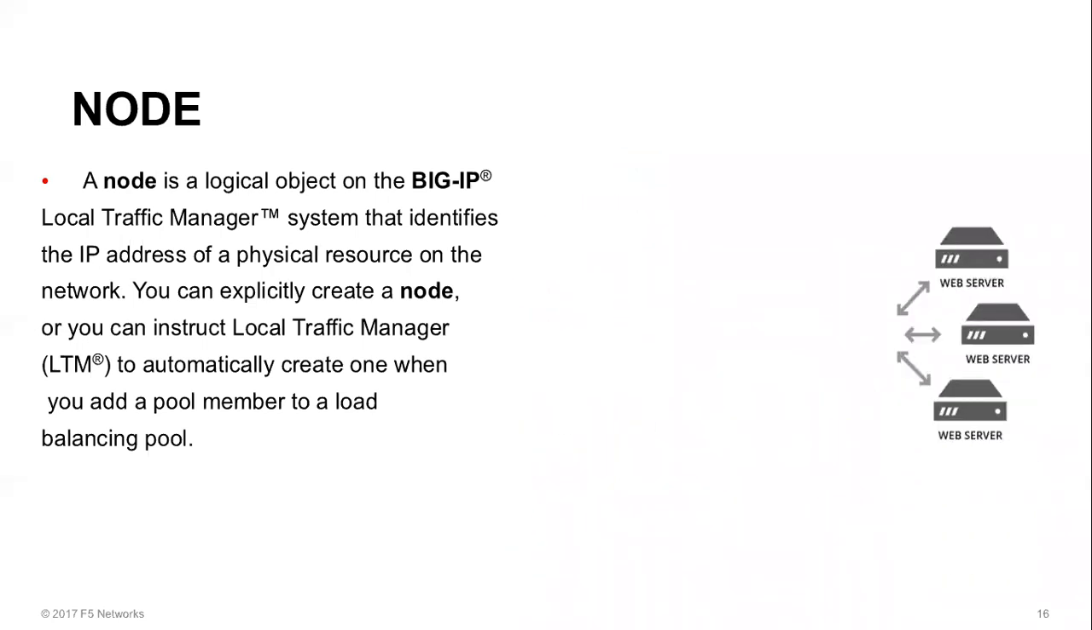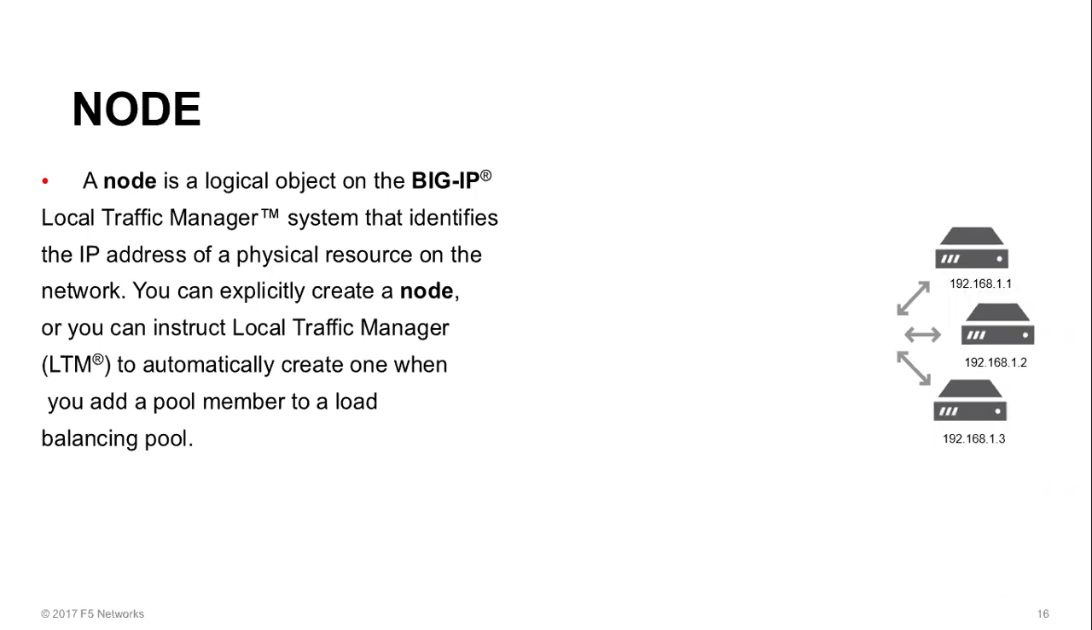So a node is an object of the BIG-IP appliance, and it represents the actual server that is configured. For instance, if you have a physical server that is attached to an F5, the IP address configured on that physical server is the node.